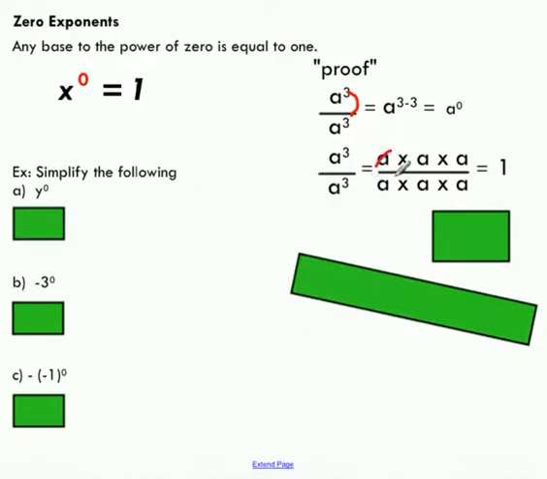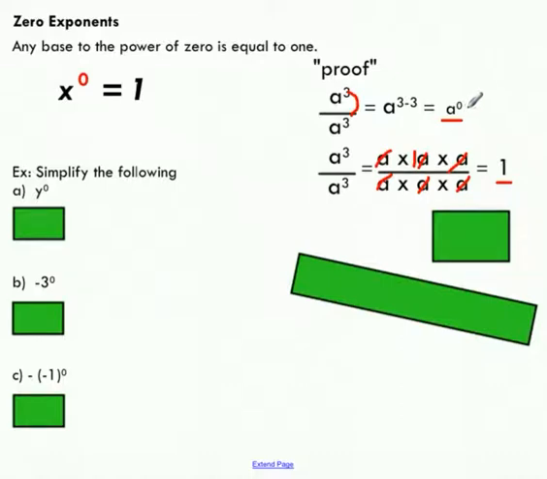Remember, I can cancel a terms in pairs, and every time I cancel an a term or a pair of a terms, I'm left with a 1. So I've got a 1 here times 1 times 1. 1 times 1 times 1 is just 1. Well, that's kind of strange. This same expression can be written two ways. I can write this as a to the power of 0, or I can write it as 1.